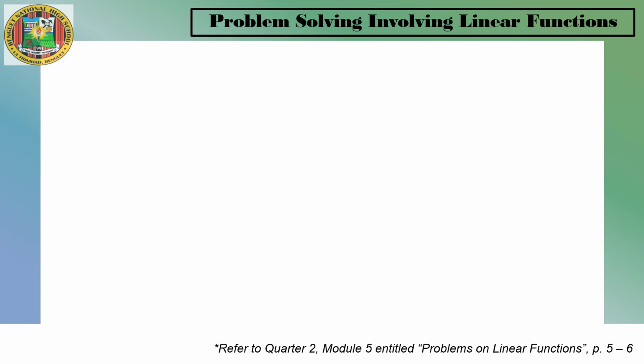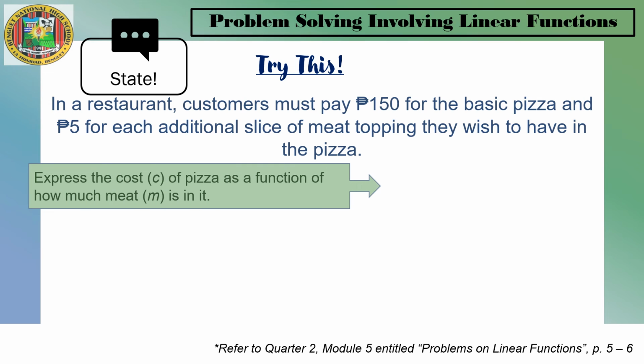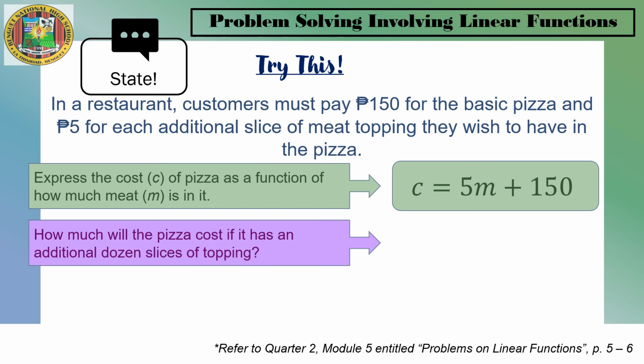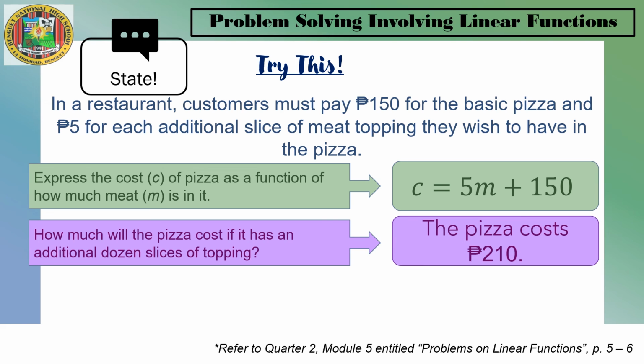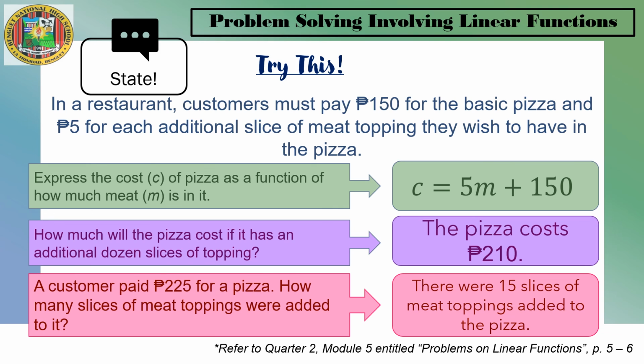Now that we've solved, let us state the answers to the questions in the problem. Given the situation, we express the cost of pizza as a function of how much meat was in it through the equation C is equal to 5M plus 150. If the pizza has an additional dozen slices of toppings, the pizza will cost 210 pesos. And if a customer paid 225 pesos for a pizza, it should have 15 slices of meat toppings.